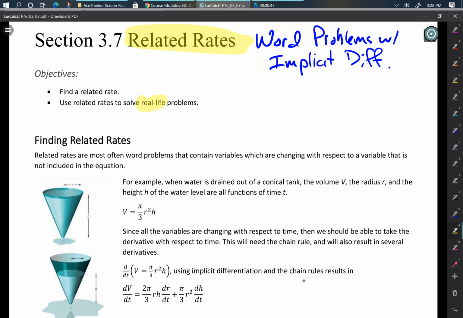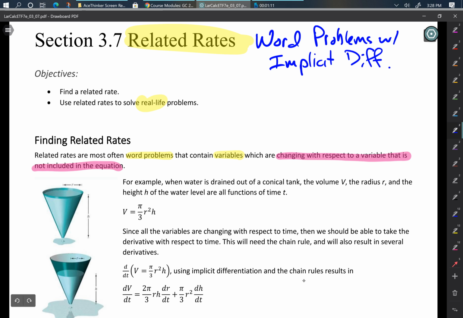So, finding related rates. Related rates are word problems that contain variables which are changed with respect to a variable that is not included in the equation. Wait, what? So, related rates are word problems that are going to contain variables, and those variables are changing with respect to a variable that is not included in the equation. Let me give you a real simple example.